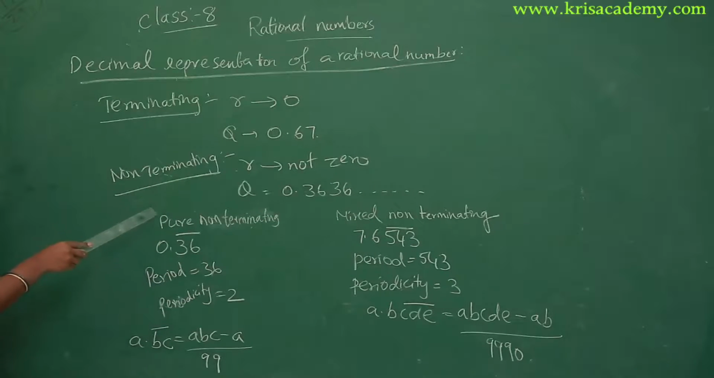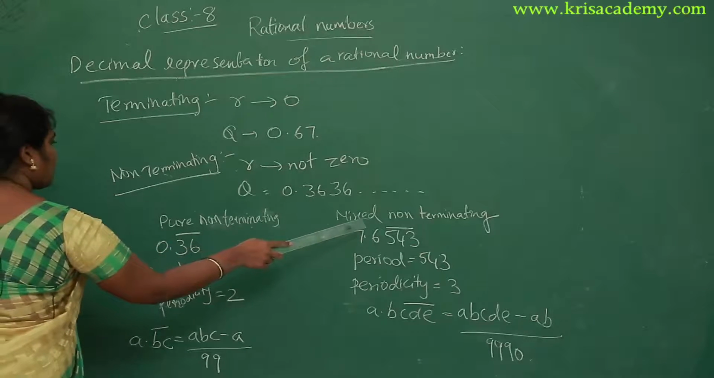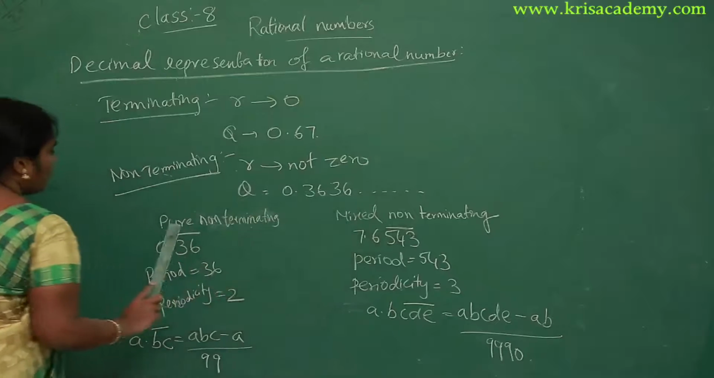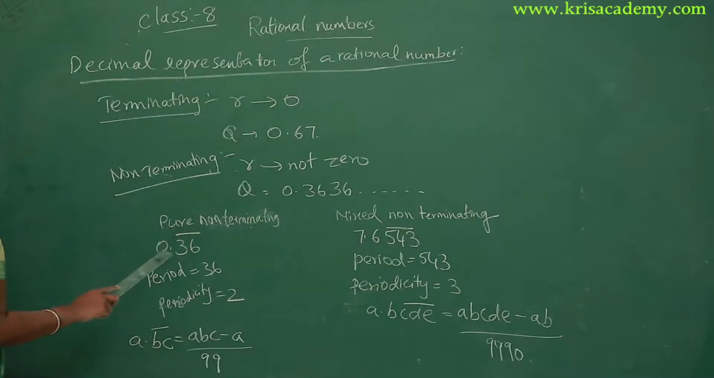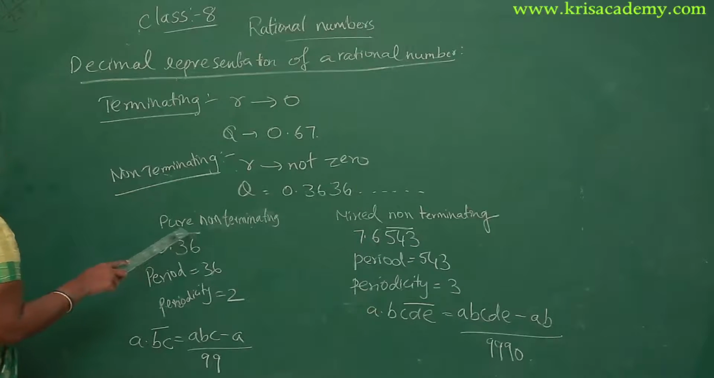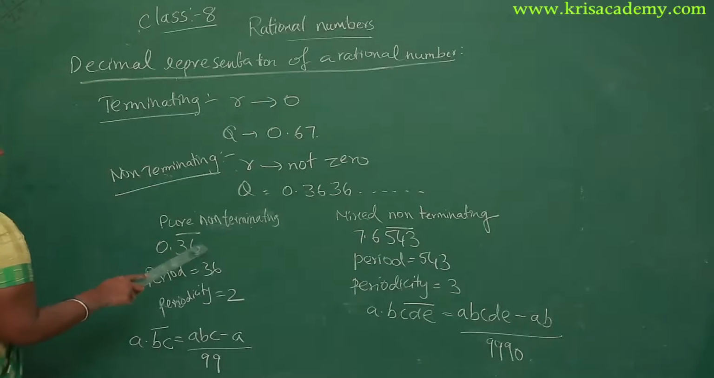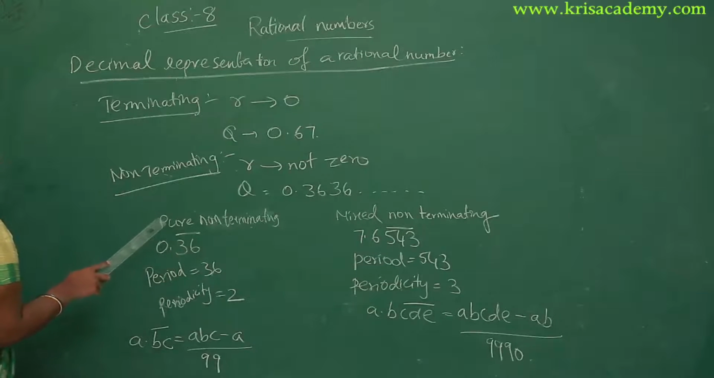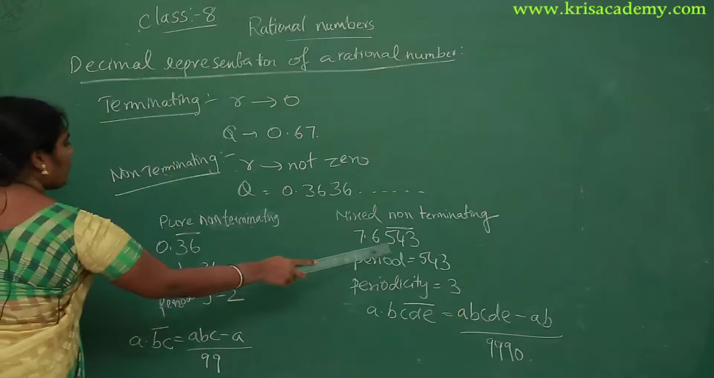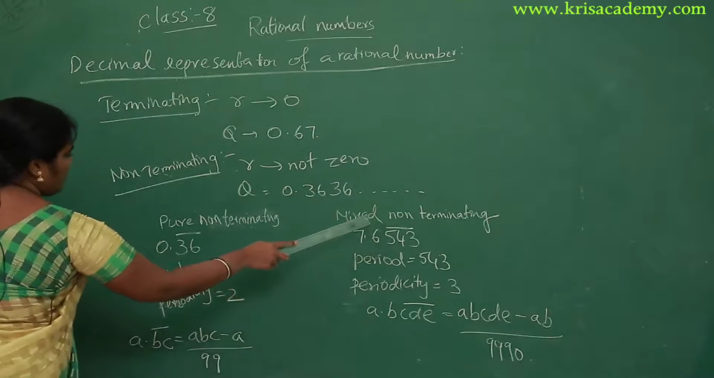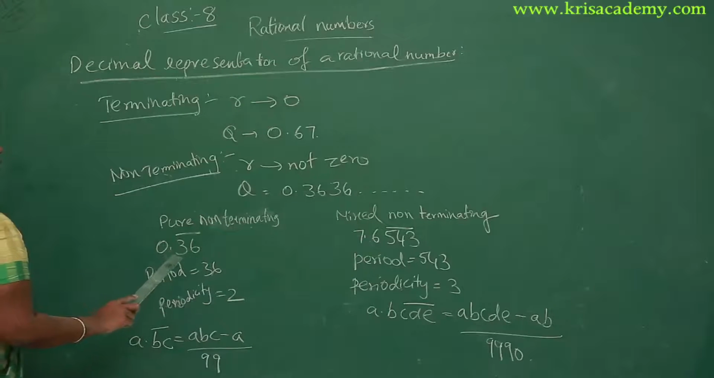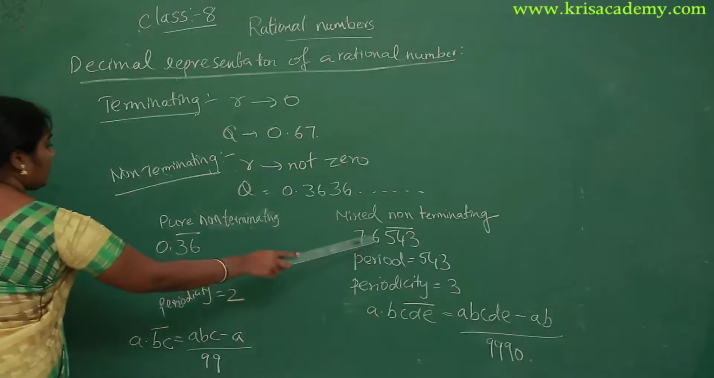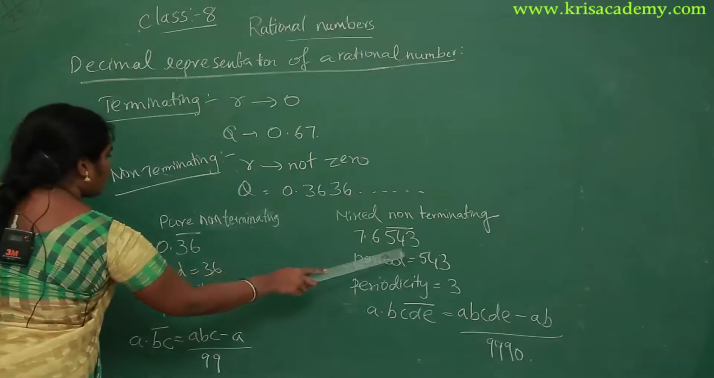In non-terminating, we have two types. One is pure non-terminating, the other is mixed non-terminating. In pure non-terminating, 0.36 bar, after the decimal point all the values repeat. The bar indicates repeat. So after the decimal, if all values are repeating, that is pure. If after the decimal only a few values are repeating, it is mixed.